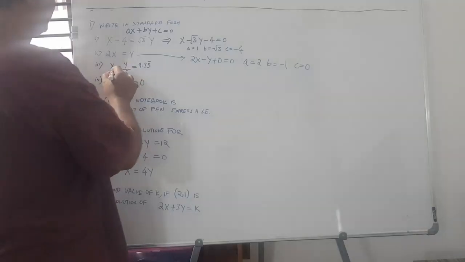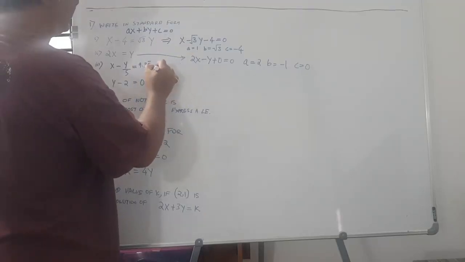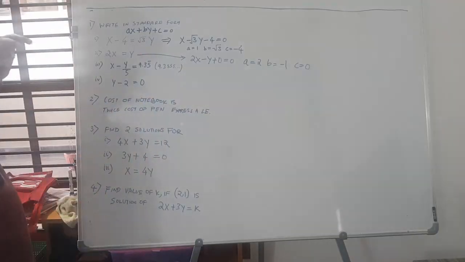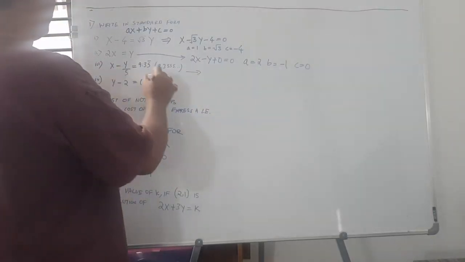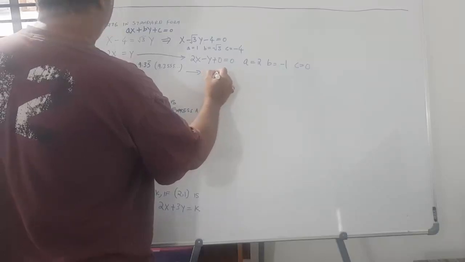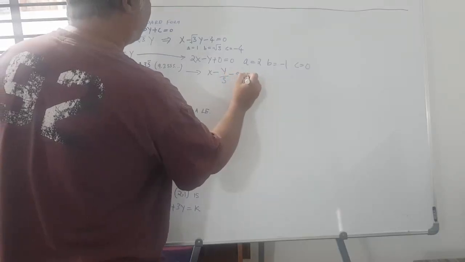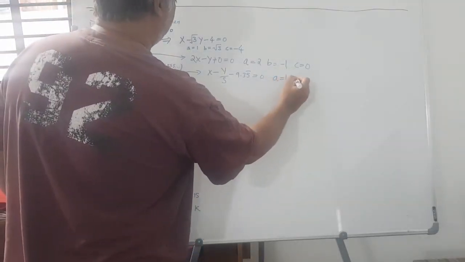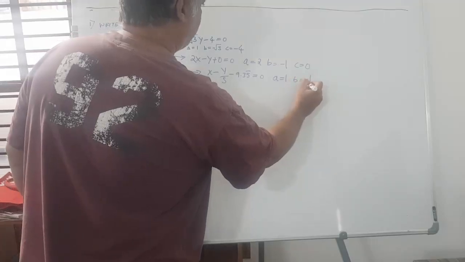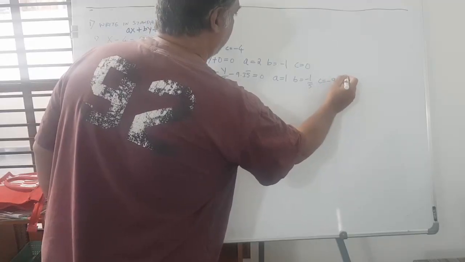If you want to do it for x minus y by 5 is equal to 9.35 recurring. Now remember, 9.35 recurring is nothing but 9.3555 and so on. While converting it into standard form it doesn't matter, but just a note. Here we can rewrite it as x minus y by 5 minus 9.35 recurring is equal to 0. In this case, a is equal to 1, b is equal to minus 1 by 5 and c is equal to minus 9.35 recurring.